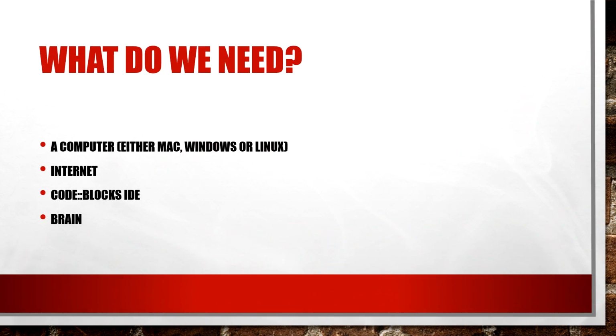So first up, we will talk about what we need for this lesson. First of all, of course, we need a computer. It can be either Mac, Windows or Linux, whichever you choose is okay. And then we need internet, of course, because you're watching this on YouTube, and we need some software to download from the internet. The next thing is the actual software that we're going to use to write our code, which is Code::Blocks IDE, which stands for Code::Blocks Integrated Development Environment, and of course a fully functional brain, because without that we can't do anything, right?